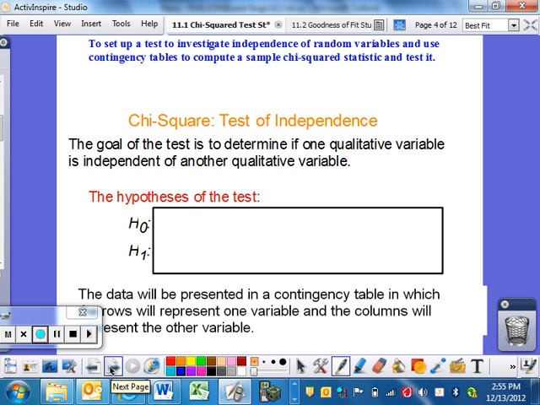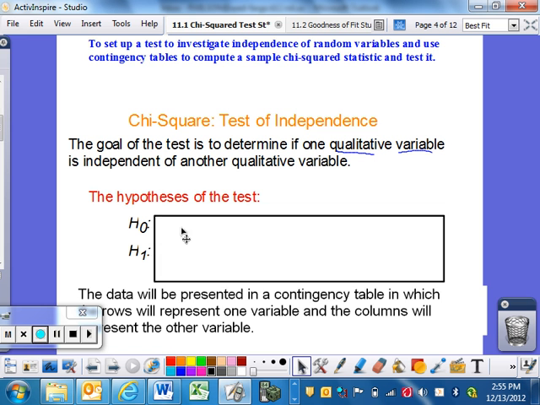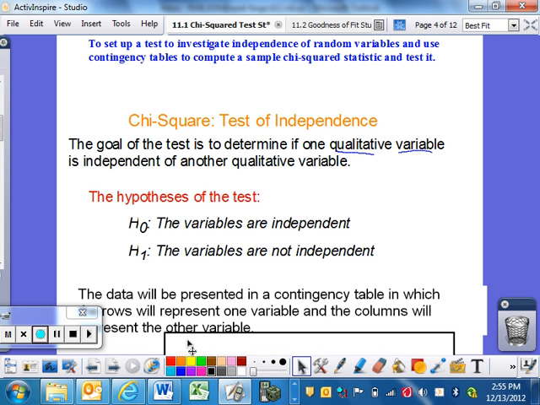So the test of independence is what we're doing. It's going to be a qualitative variable. Instead of having quantity, we're going to do qualitative. We're testing if something's independent from the other. It's kind of like a yes or no question. You still need a null and an alternate hypothesis. Your null hypothesis is always going to be that they are independent, that there is no difference. And the variables are not independent would be your alternate basically every single time.